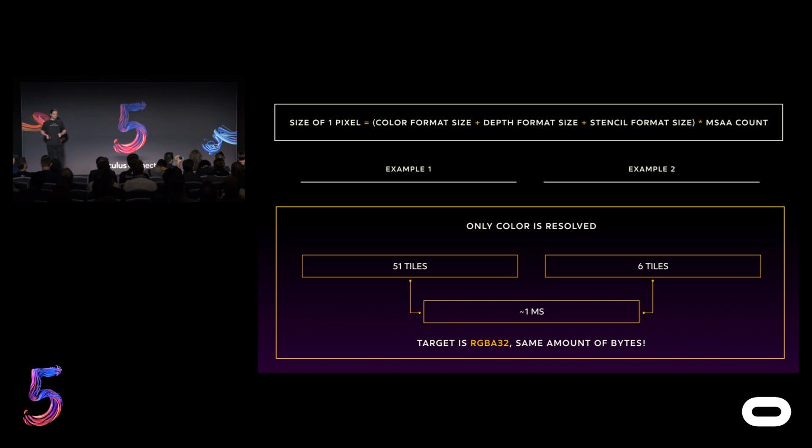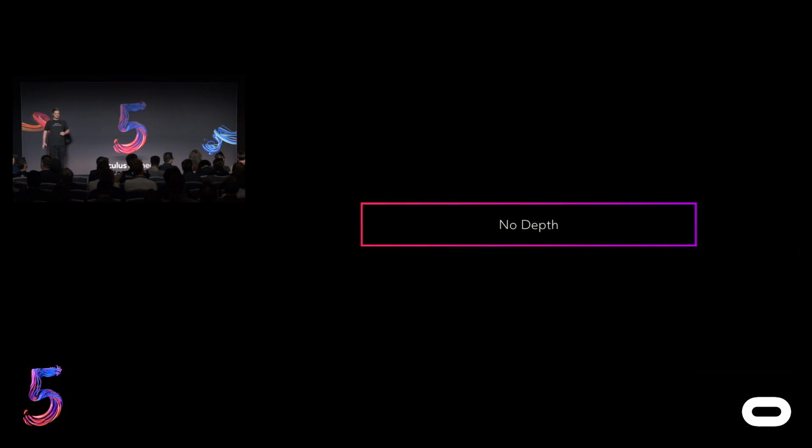So quick recap on what's important here, right? Depth is not copied out of the tiler. If you want access to your depth information, you're going to have to write 1/depth into your alpha channel.